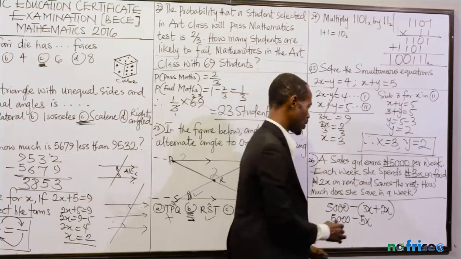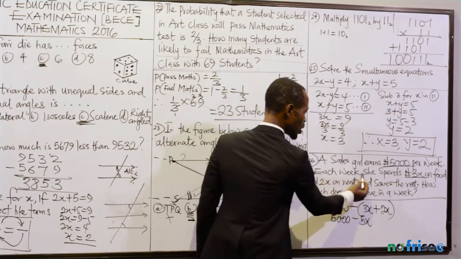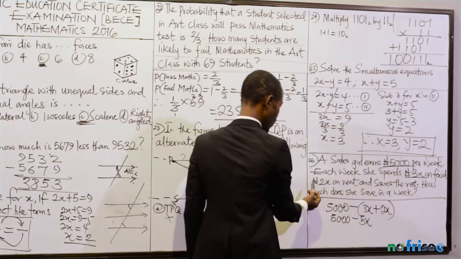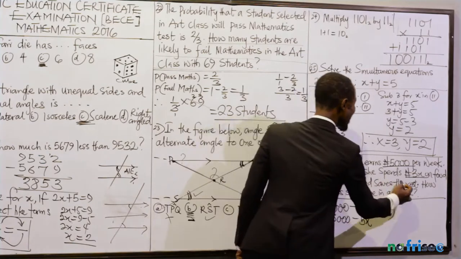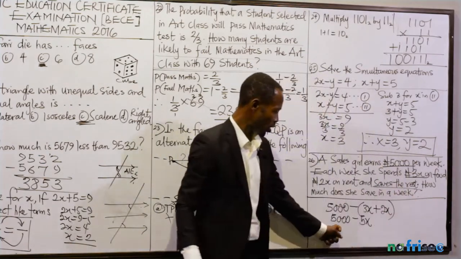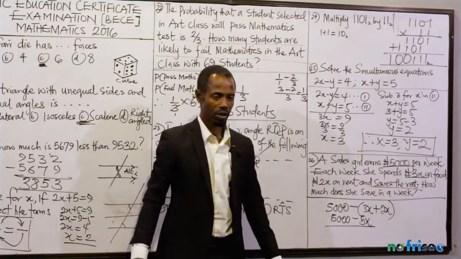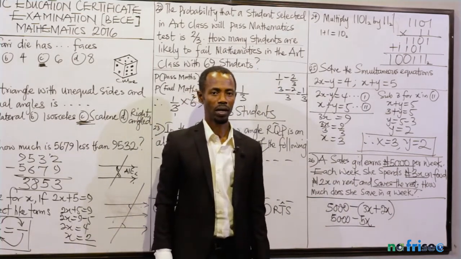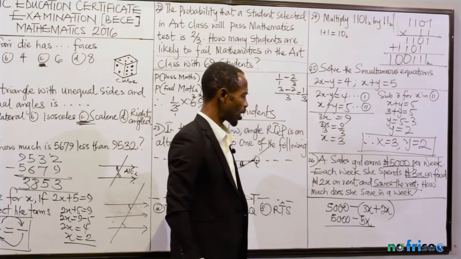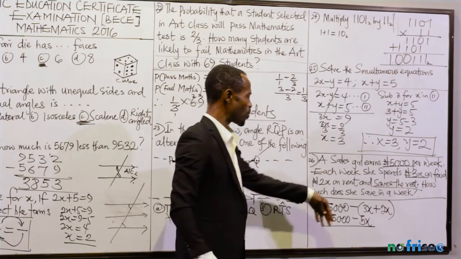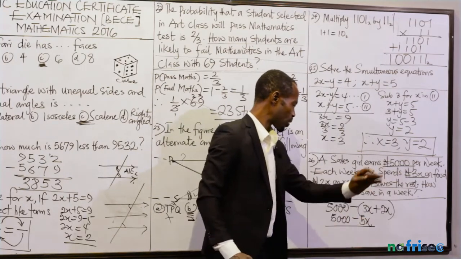So whatever is left, they said, each week she spends 3x on food, 2x on rent, and saves the rest. So this is what she saves. 5,000 minus expenses. Very simple algebra. Is that clear? Don't get confused about the many grammar there. She saves the rest, then remove her expenses, whatever is left, then that's what she saves.